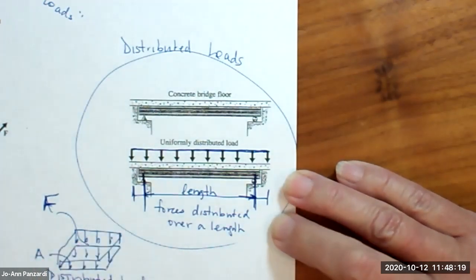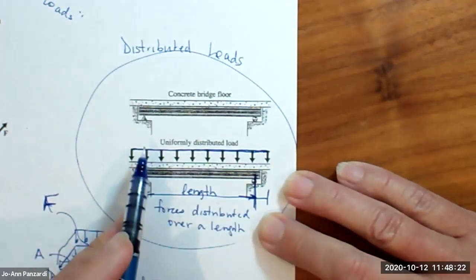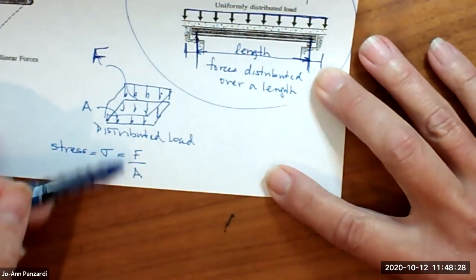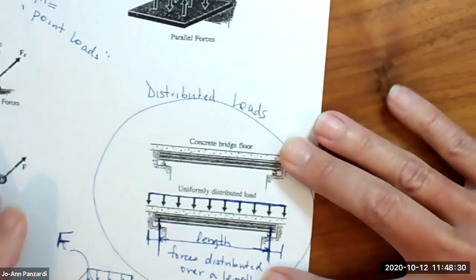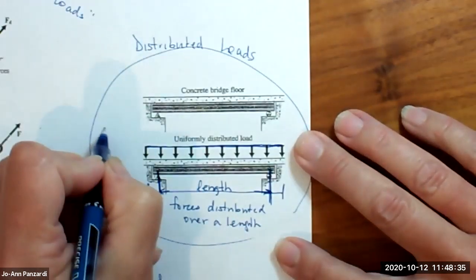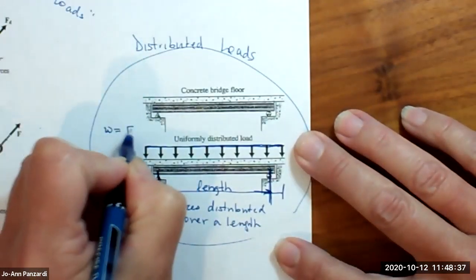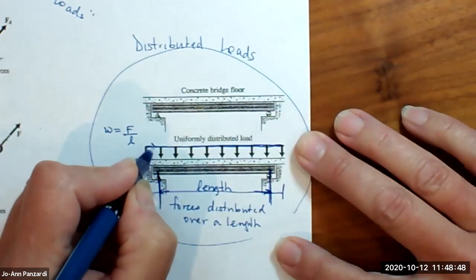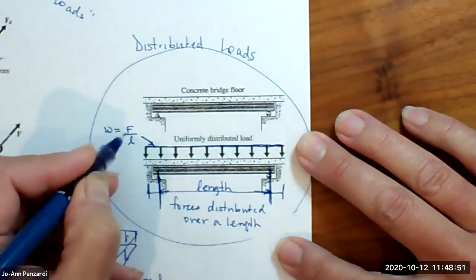Okay. And the way they denote the value when it's distributed over area, it's called stress, and the units are force over area. But in statics, when we're looking at distributed loads over a length, it's denoted by omega, and it's the force over length. So you're going to see things like pounds per foot, newtons per meter. Okay, so they're going to define this load as a force over a length.